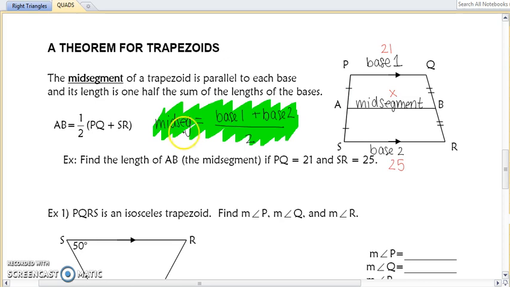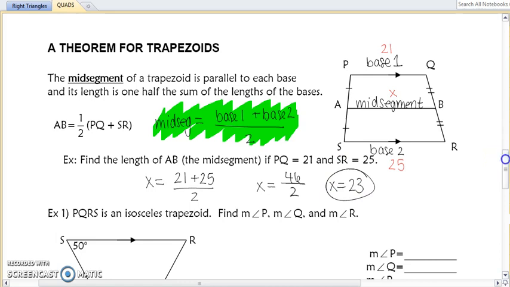So I'm going back to my formula. The mid-segment is X. The first base, base 1, is 21. Base 2 is 25, divided by 2. So in this case, it's simple, right, we add the top first and then divide by 2. So we'll get X is equal to 46 divided by 2. The mid-segment measure is 23. And we're done.